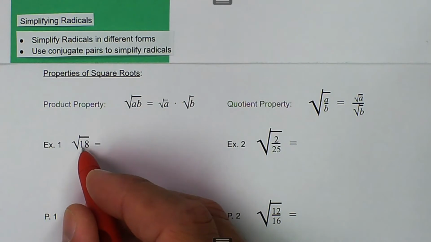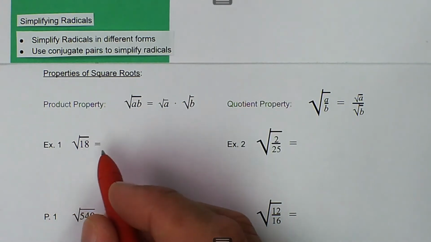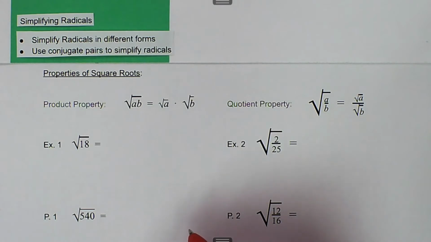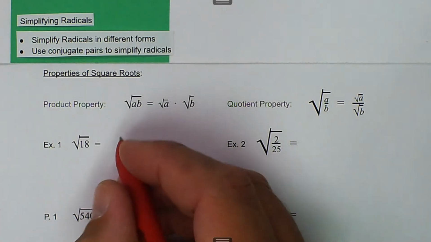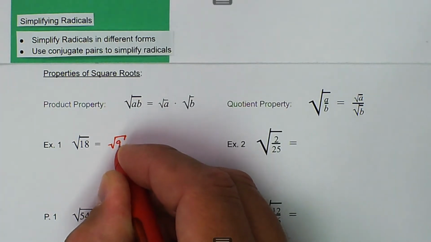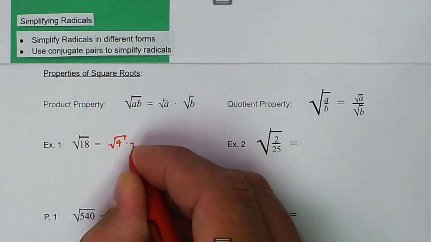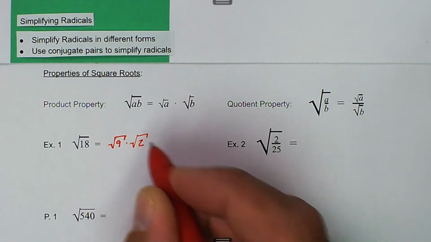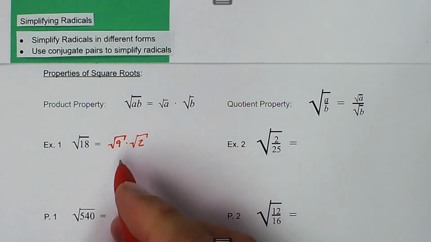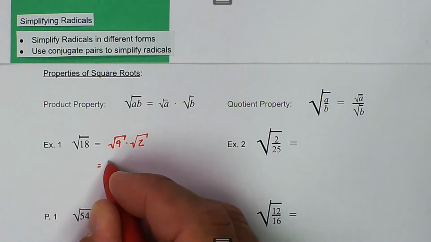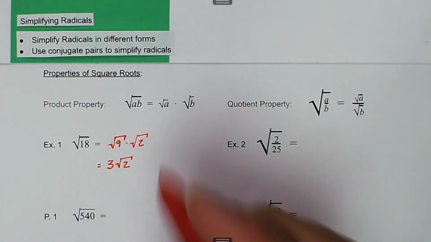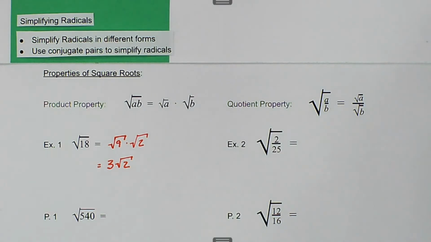So here we have the square root of 18, and we can think of some numbers that could multiply together to get to 18, and we can think of a couple. So we could think of 9 times 2. And the good thing is we know the square root of 9 is 3. So then we can write this down as 3 times the square root of 2. And that's one possible solution.